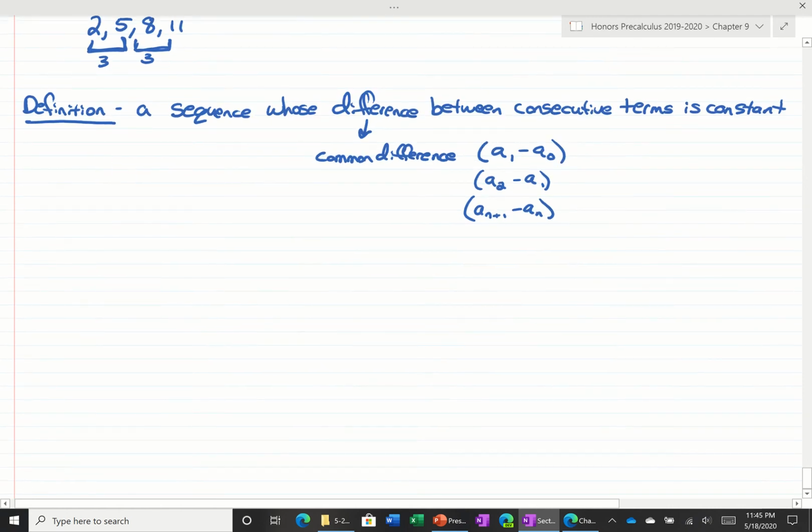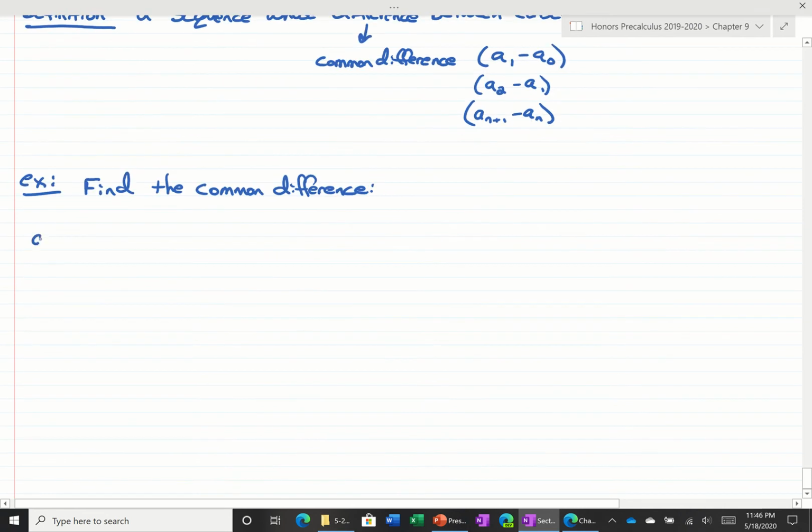All right, so first thing we'll do is let's find the common difference, and I have 4 examples here. So what if we had a sub n is equal to 4n plus 3?